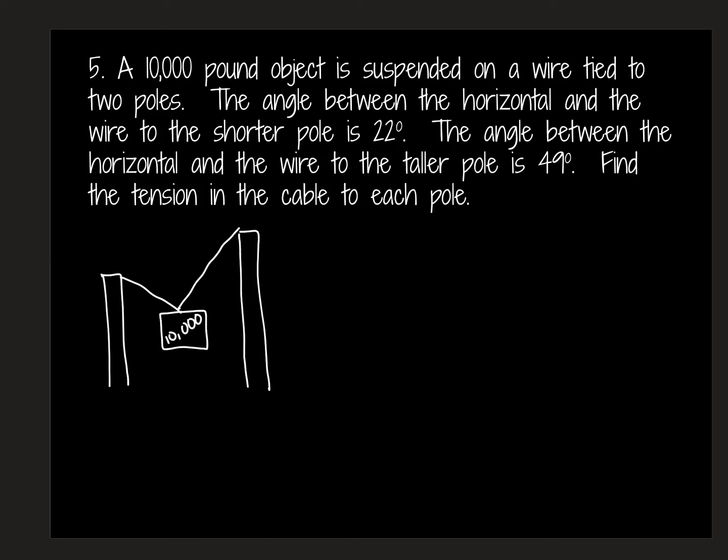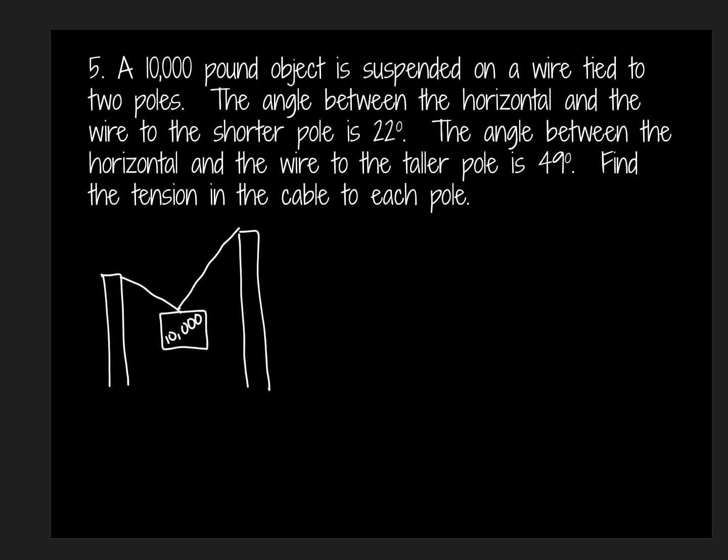Here's a fun physics problem for you. We have a 10,000 pound object, so that's giving us a weight. Remember, weight is a vector. It is suspended on a wire tied to two poles. The angle between the horizontal and the wire to the shorter pole is 22 degrees. The angle between the horizontal and the wire to the taller pole is 49 degrees. Find the tension in the cable to each pole.